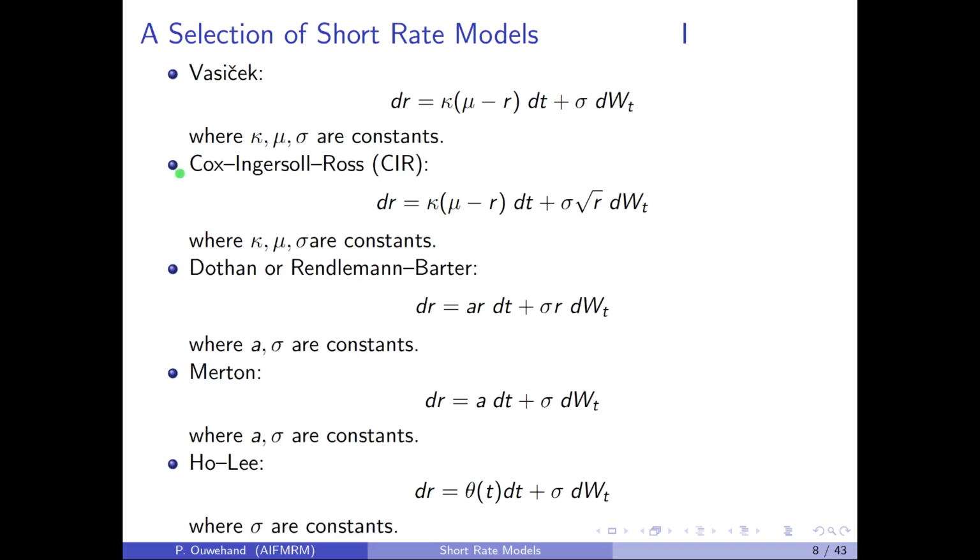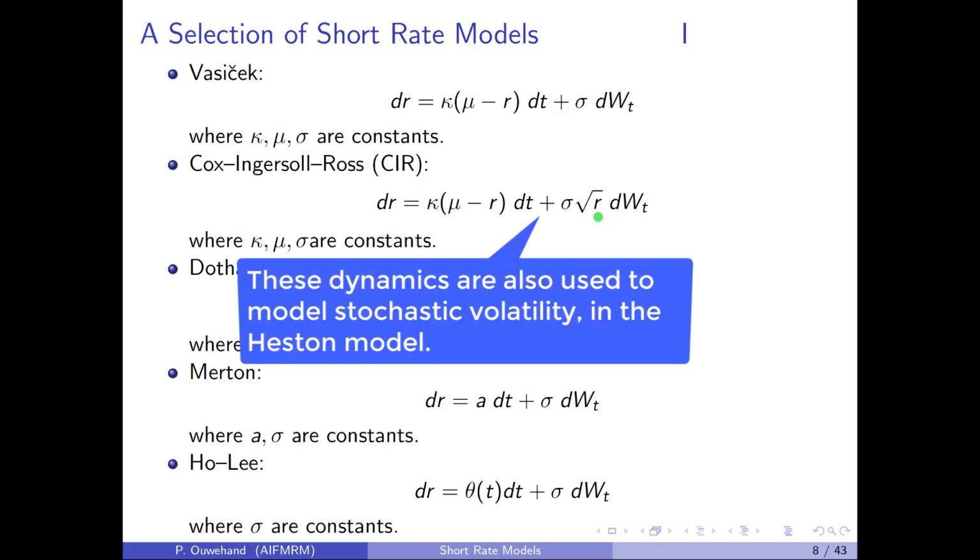The next model we consider is the Cox-Ingersoll-Ross model, or CIR model, which dates to 1985 and is also quite popular. It has the following dynamics. Here kappa, mu and sigma are constant again, with kappa strictly greater than 0. And as for the Vasicek model, we have mean reversion. Notice, however, that we have the presence of a square root term here. And it can be shown that the short rate can never be negative, so this square root will never give you any problems.